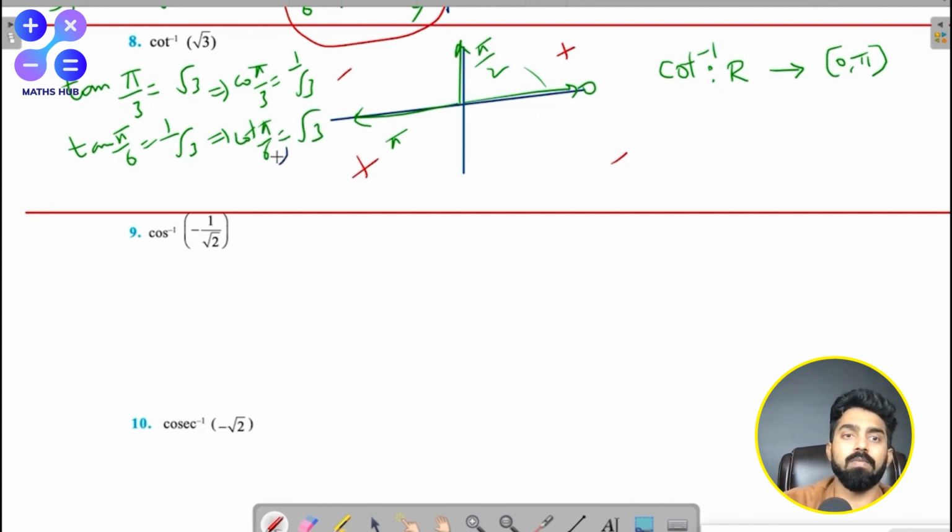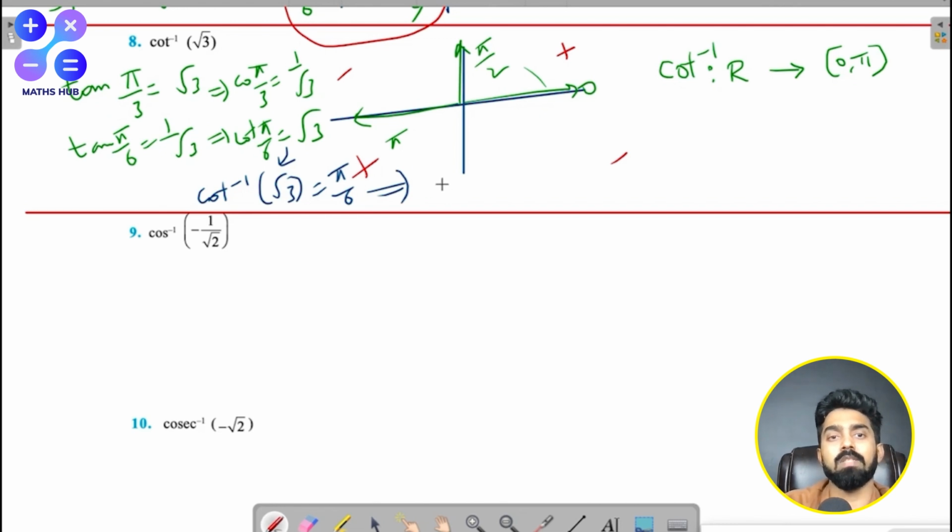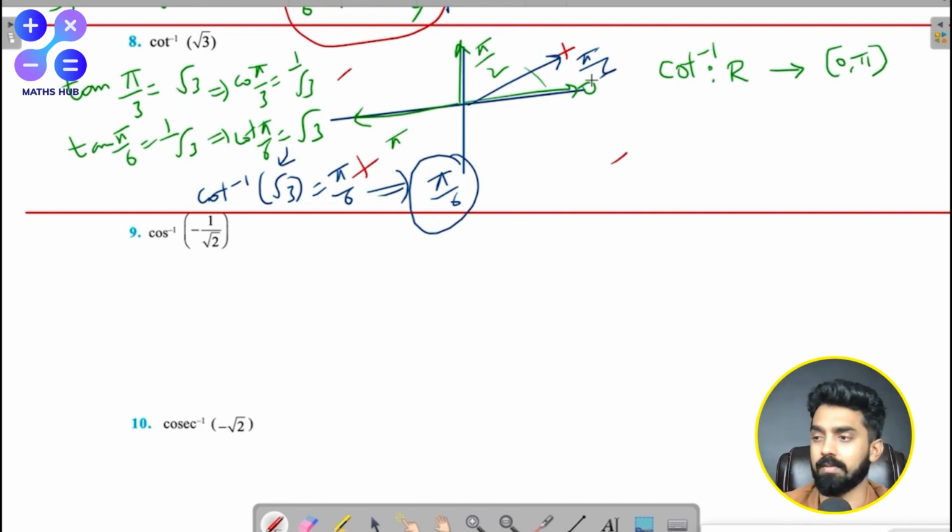So if you just invert this, you get cot inverse of root 3 is pi by 6. So this would mean the answer of cot inverse of root 3 is pi by 6. So the answer is pi by 6. Right? So the answer is 30 degrees. That's it. That's all the answer is.